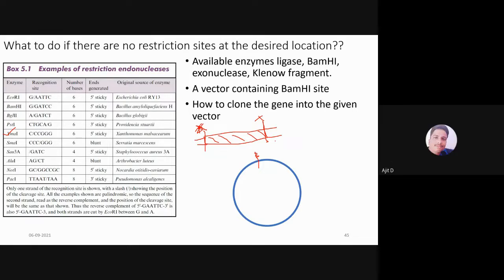Sir, could you repeat the available enzymes again? BamHI, exonuclease, Klenow fragment, and then? Here it is, right? XmaI is also there. The ends of the fragment have the XmaI restriction site. Okay, so the available enzymes are those, and the DNA fragment of interest has XmaI restriction sites, and the vector has BamHI. That's right. So we have to find a way to clone it. It's no big deal actually. It's a simple one. If you can finish it, it will be nice.